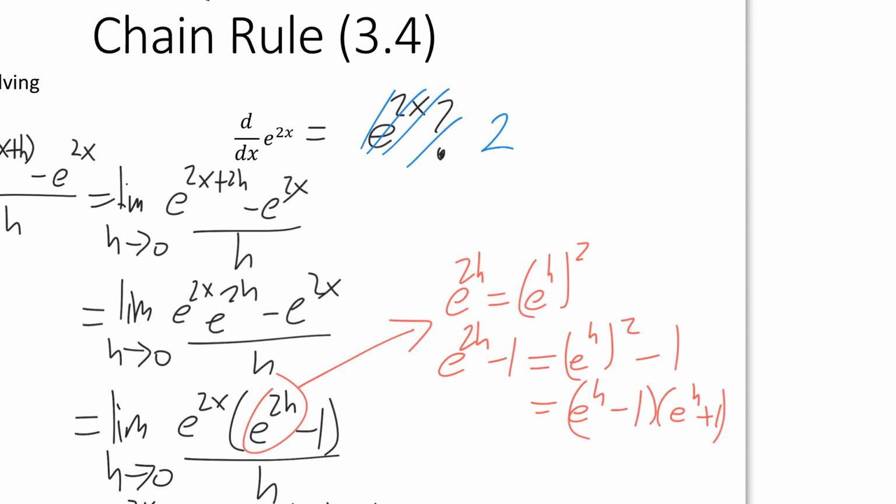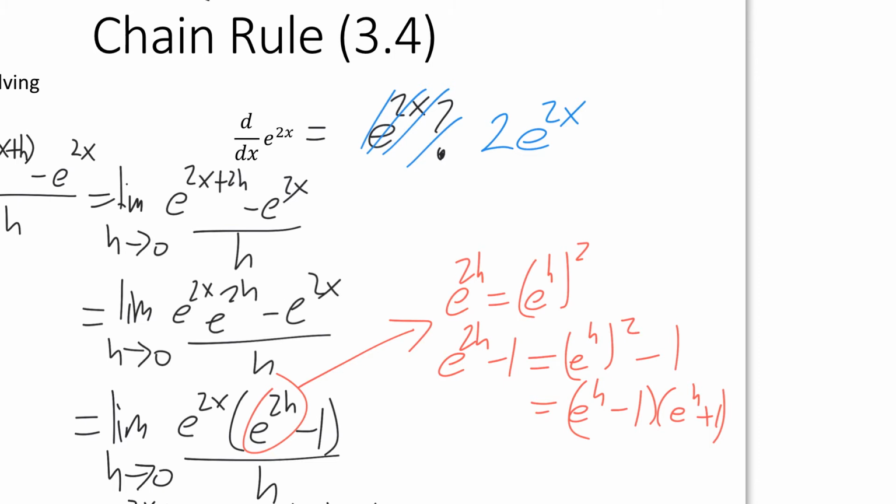It's 2 e to the 2x. Now, the fact that we get an e to the 2x kind of makes sense because the derivative of e to the x is e to the x, but what's this 2 doing here? Why is there this 2? Does the chain rule have some sort of 2 rule going on?